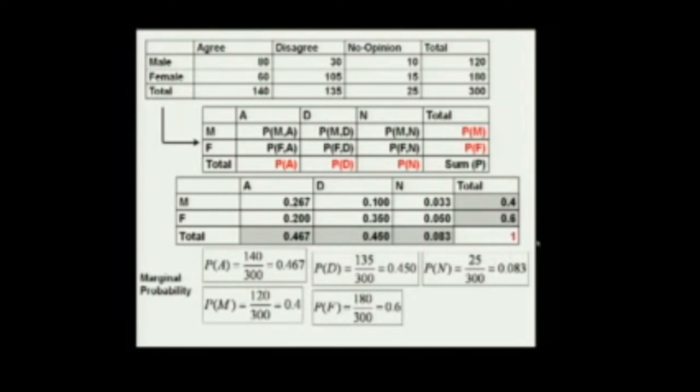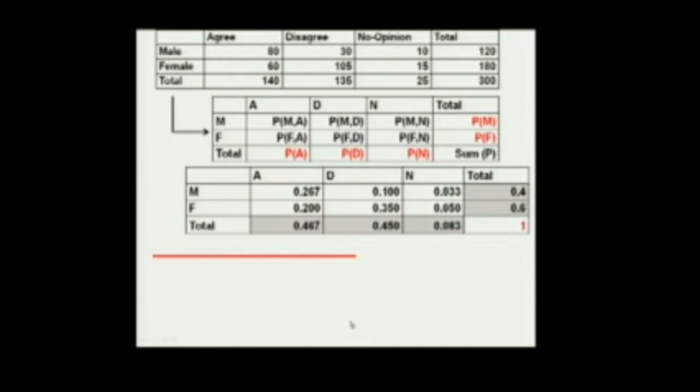And by doing that, we can start with the marginal probability. Probability of A, or agree, will be the 140 divided by the total, which is the 0.467. Probability of disagree will be the 135 divided by the total. Probability of N, probability of M. You can see here that we are following the same example that we covered before. So it's very important that we convert the contingency table into a probability table.